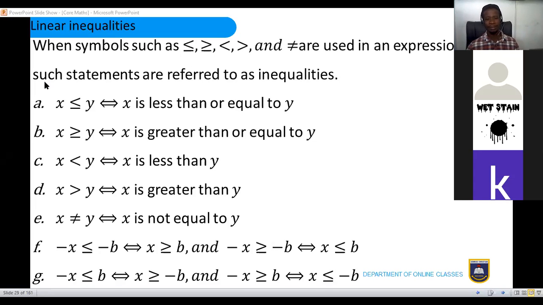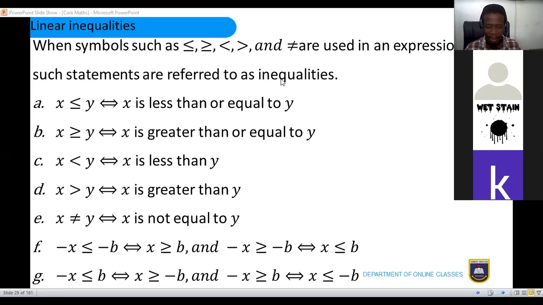So let's look at some symbols of inequalities. When symbols such as less than or equal to, greater than or equal to, less than, greater than, and not equal to are used in an expression, such statements are referred to as inequalities.